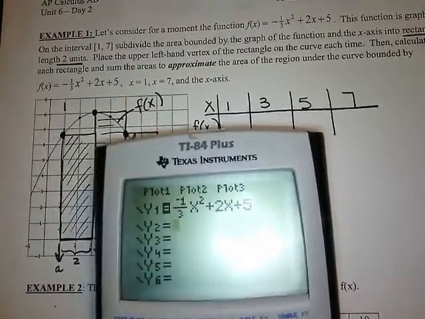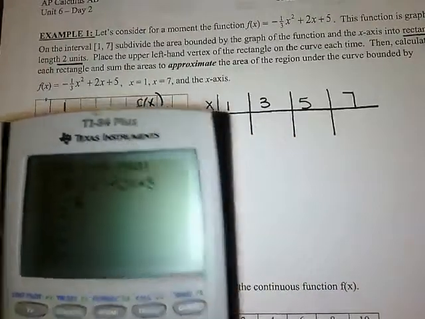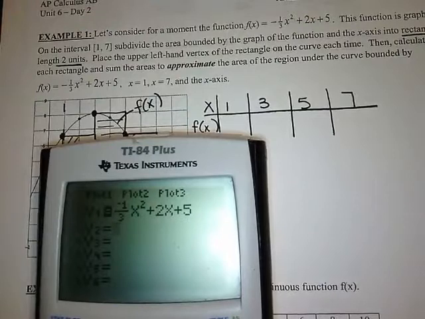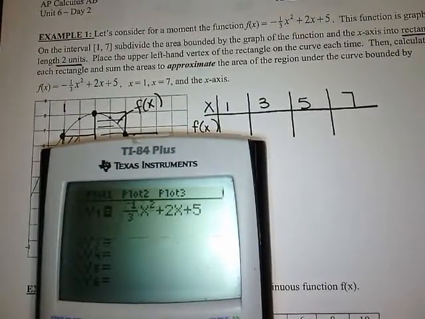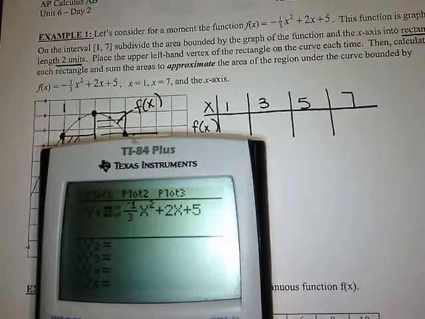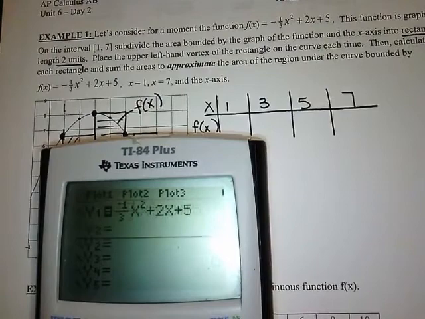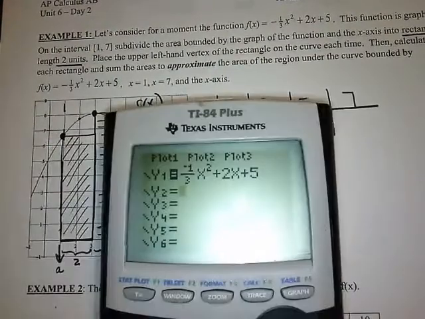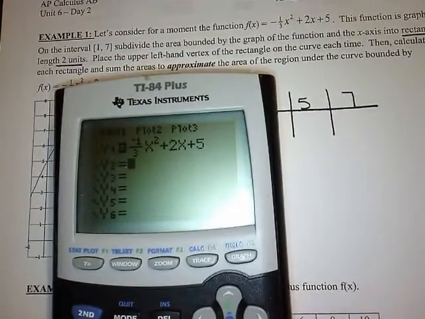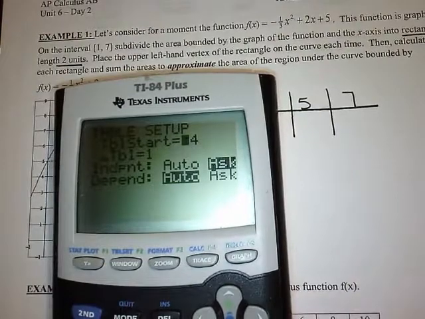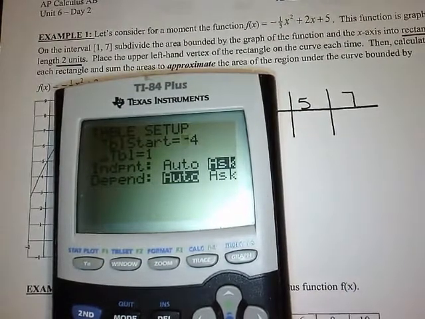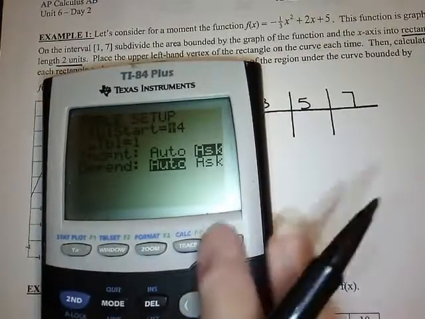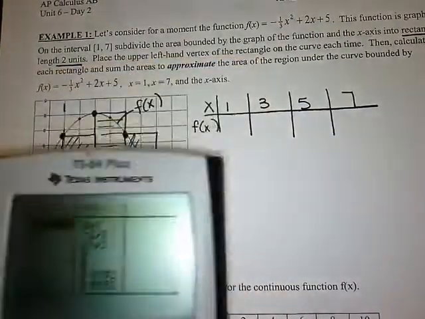So I'm going to go to my calculator, and I've already plugged it in. At y, I'm going to go to y1, and then I just plugged in the equation, negative 1/3 x squared plus 2x plus 5. Okay, and then I'm going to get the value. Just like we did before, I like to change the table so that it is in ask mode. You don't necessarily have to, but I'm going to do it that way. And then I'm just going to find my value.